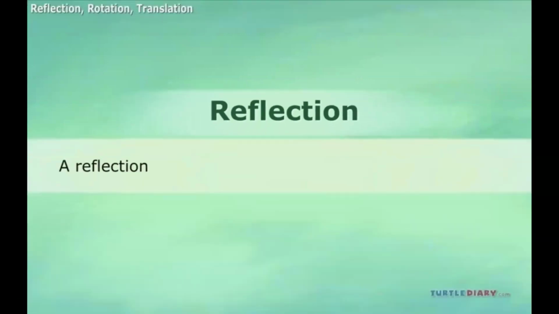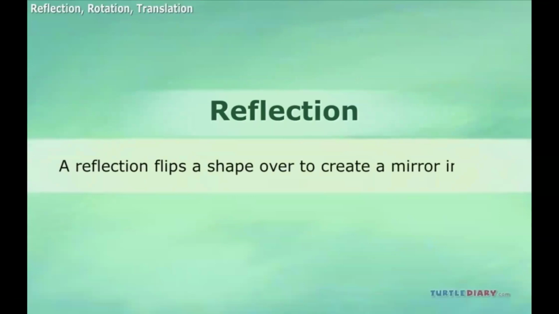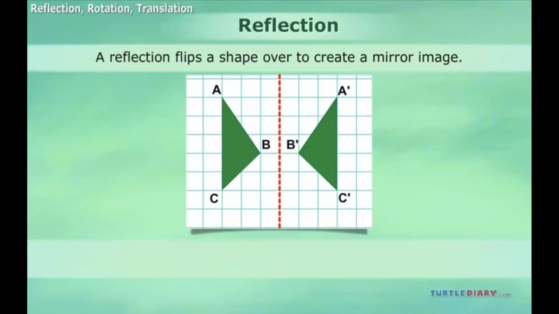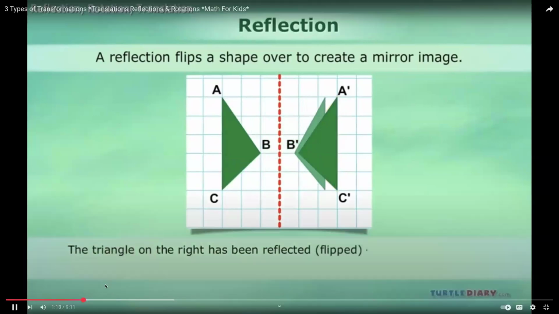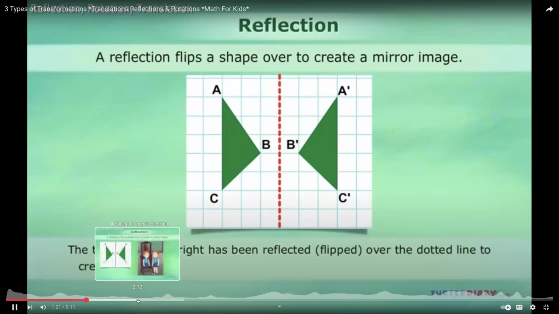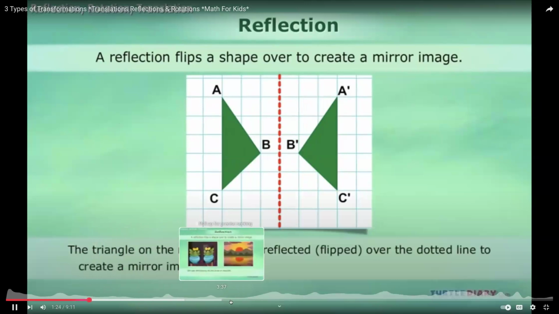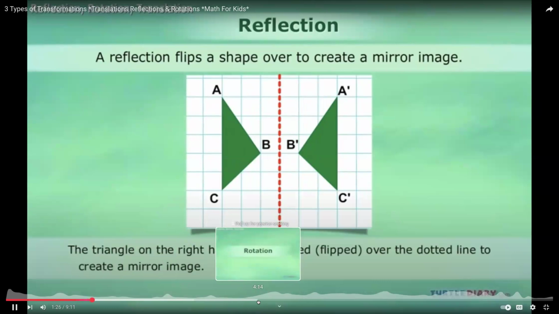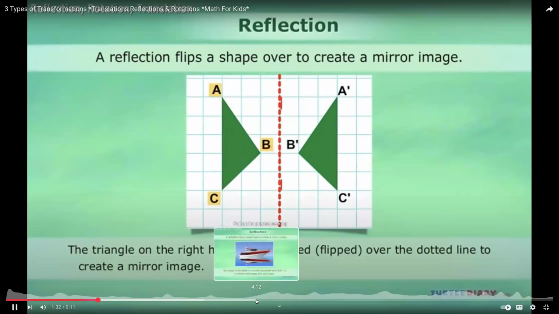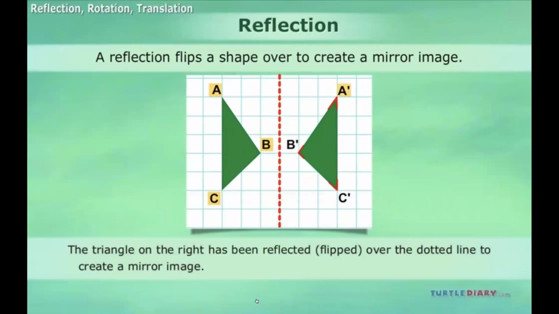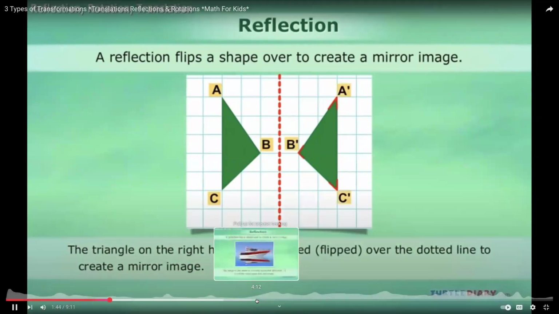A reflection flips a shape over to create a mirror image. In this example, the triangle on the right has been reflected, flipped over the dotted line to create a mirror image. Or we can say that the vertices of the triangle A, B, and C have been reflected, flipped over the dotted line to create the mirror image as another triangle having vertices A dash, B dash, and C dash.